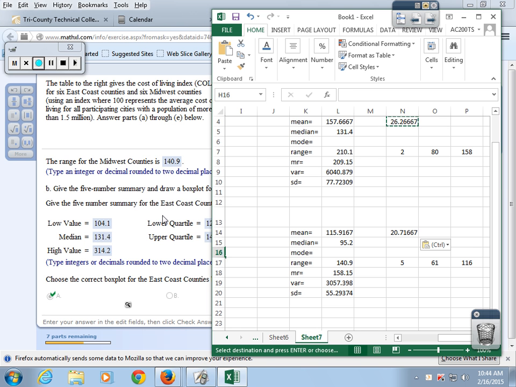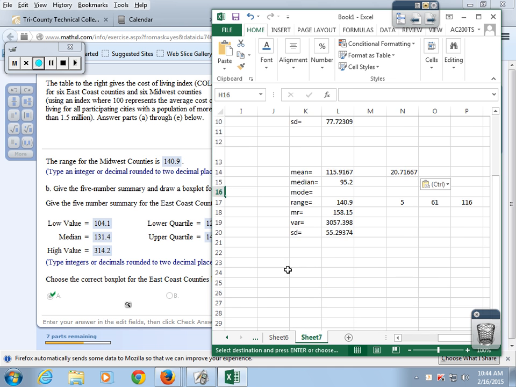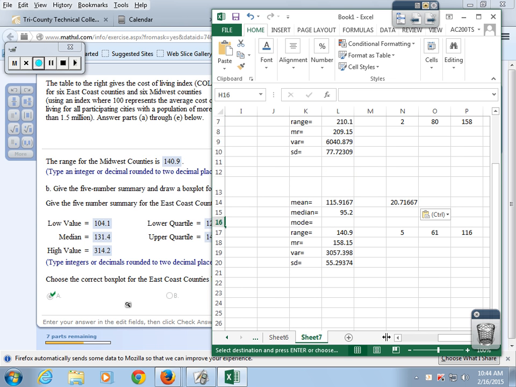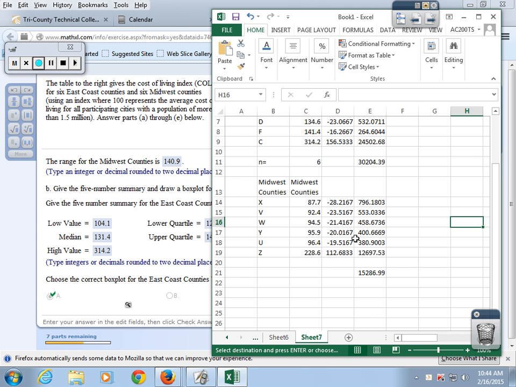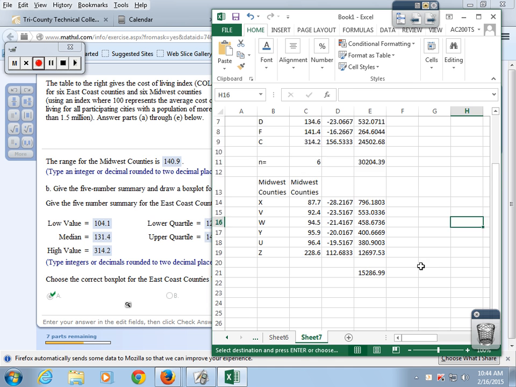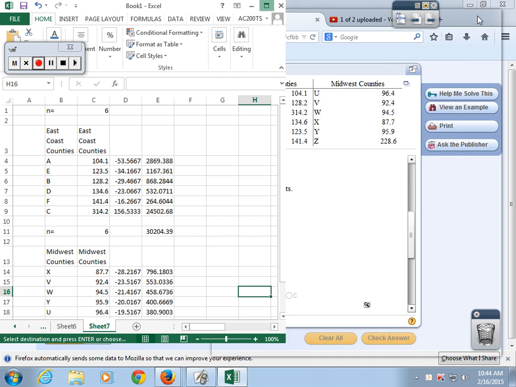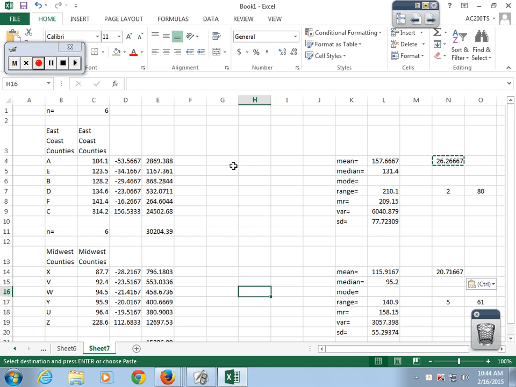Okay, we've got to do the 5-number summary. Really? 5-number summary on 6 numbers. We've got 6 numbers, right? And they want a 5-number summary. See, now that's ridiculous. We should quit. 5-number summary on 6 numbers.